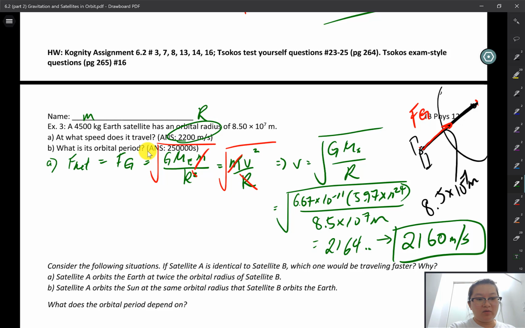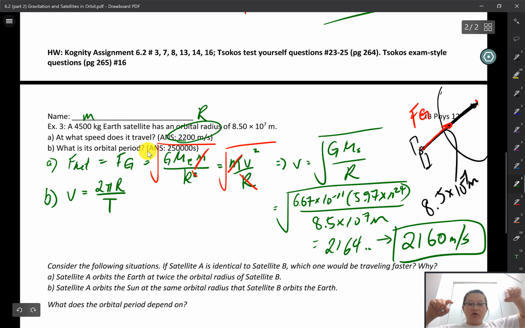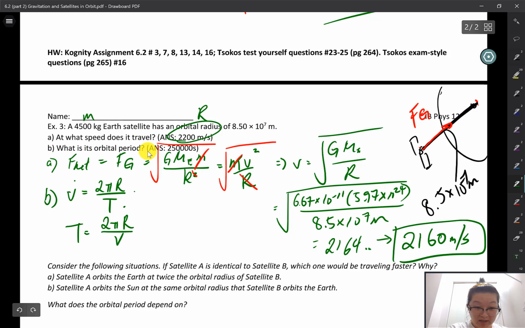What is the orbital period? The orbital period, we know we can get from the tangential speed of the satellite as 2 pi radius over the period. So to rearrange for period, I just have to swap the T, the period, with the velocity. That's just a bit of algebra. So I get the period is equal to 2 pi r over v. So multiply T up there, divide v down here.